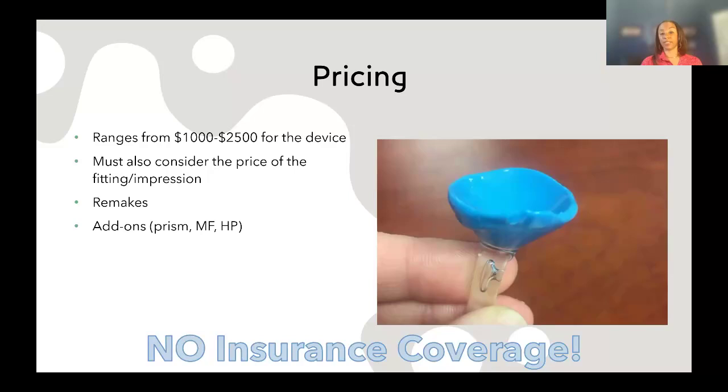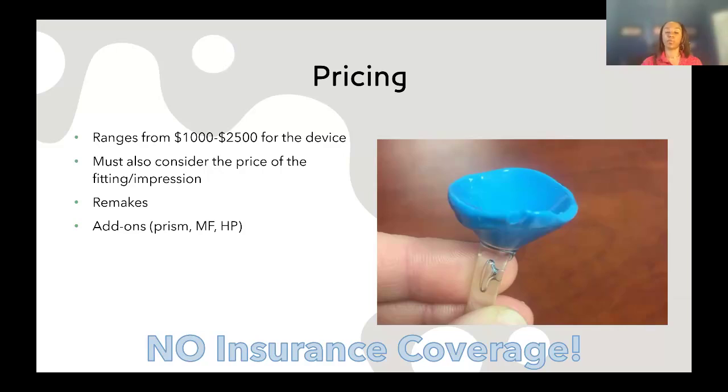But here's the kicker. This bad boy is not inexpensive at all. So the device itself ranges from $1,000 to $2,500 for the device. And I'm calling it a device because they call it a device. They do not want it to be called a lens, this particular manufacturer. You must also consider the price of the impression. So we can talk about it off camera. I'm not sure if we can talk prices on impressions, but the impression makes the lens considerably more expensive.